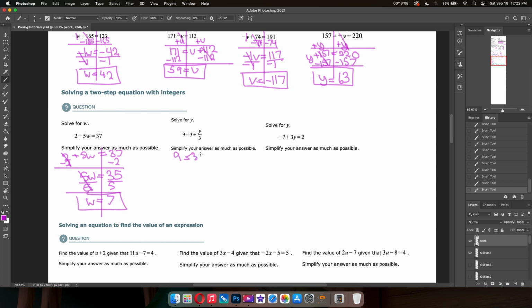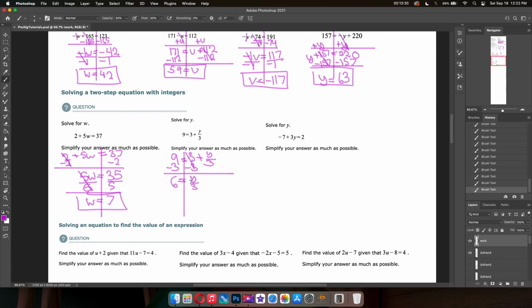9 equals 3. Wow, that did not write well at all. Let me try that again. 9 equals 3 plus y over 3. Now, addition first, that's a positive 3. So we undo that positive with minus 3, minus 3. So that gives me 6 on one side and then y over 3 on the other.